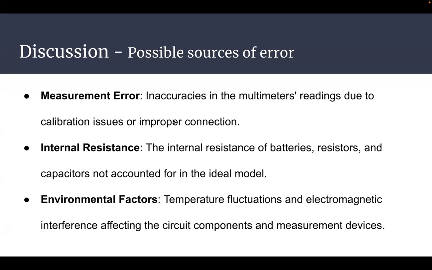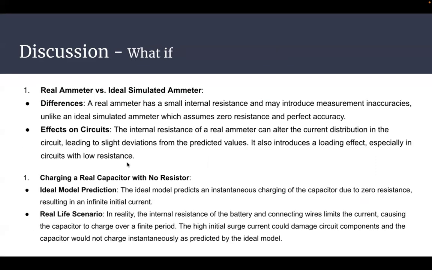Here are the possible sources of error. First, measurement error, such as multimeter readings. Second, internal resistance, such as in batteries or resistors. Third, environmental factors. Here are the what-if question answers.